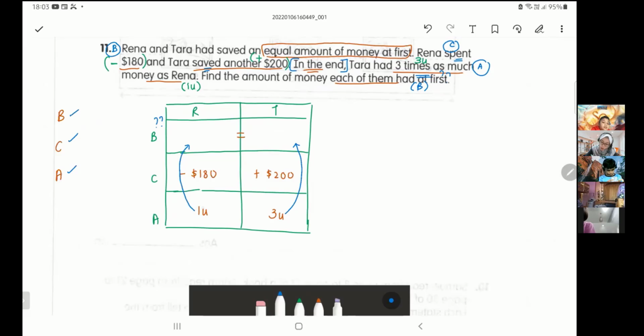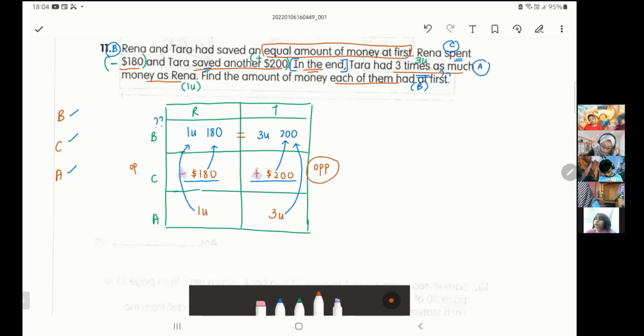Can you see that this is 1 unit? I point to 1 unit, go up. 3 units, go up. Now my 180, go up. My 200, go up. I just put in the 200 and then the 180. But take note of the minus and the plus. When you go backwards, from the after to the before, you are going opposite.